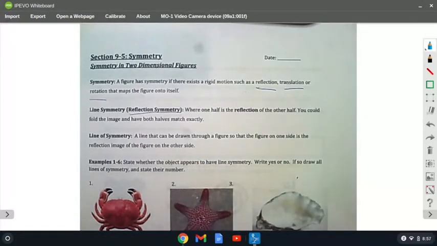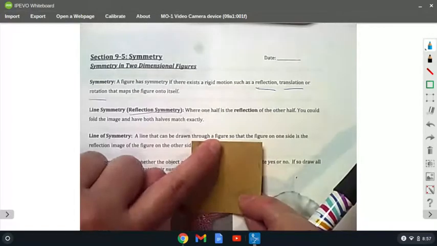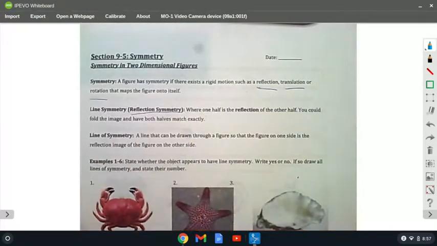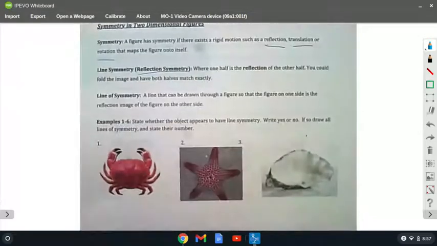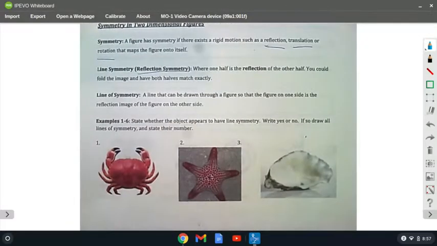The line of symmetry is a line that can be drawn through a figure so that the figure on one side is the reflection image of the figure on the other side. So that would be the line of symmetry. In these pictures, we're going to look at them, state whether they have line symmetry or not, and if so, draw the lines of symmetry. And there can be more than one line.